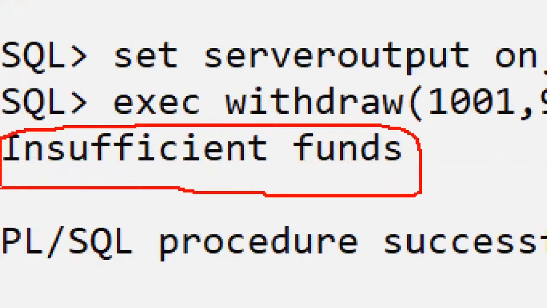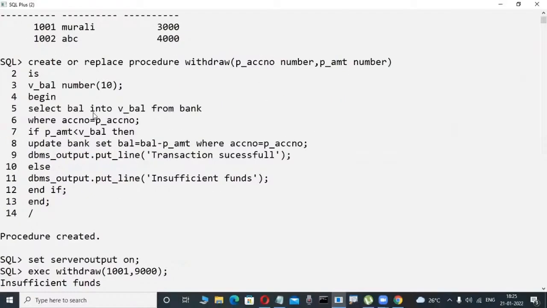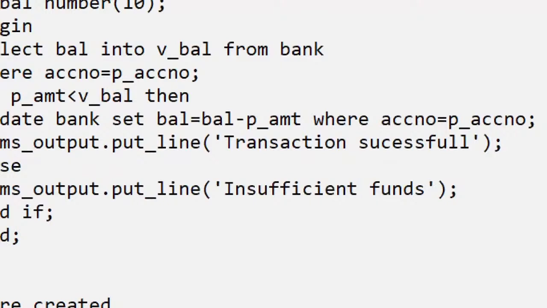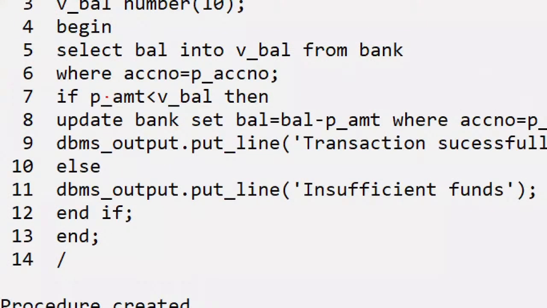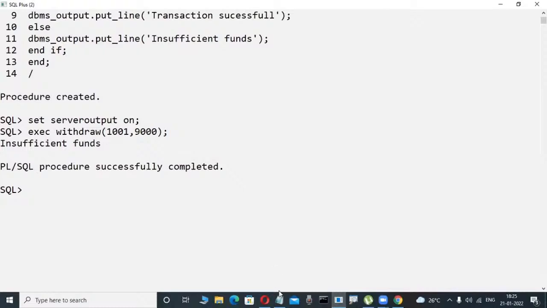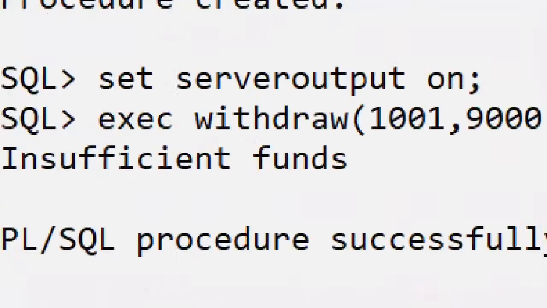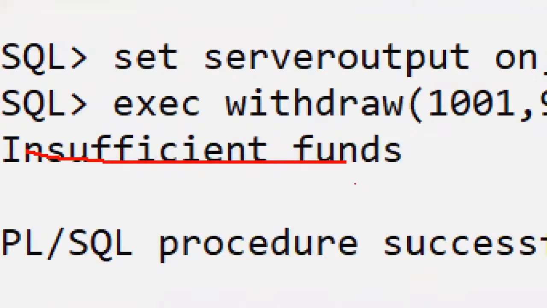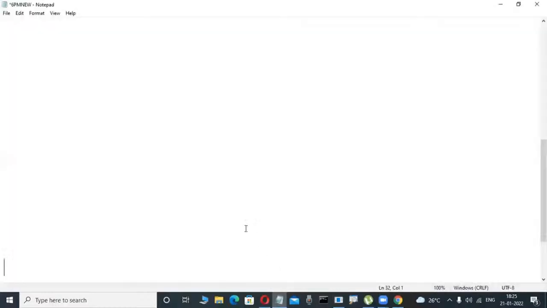How is it possible? This coding is executed. Whatever I'm writing, that is executed. Your amount is more than the available balance, that's why insufficient funds. It will display the message, yes. Now logically observe here: insufficient funds is the message, and it will be displayed. Another case, OTP validation, all those things work the same way.